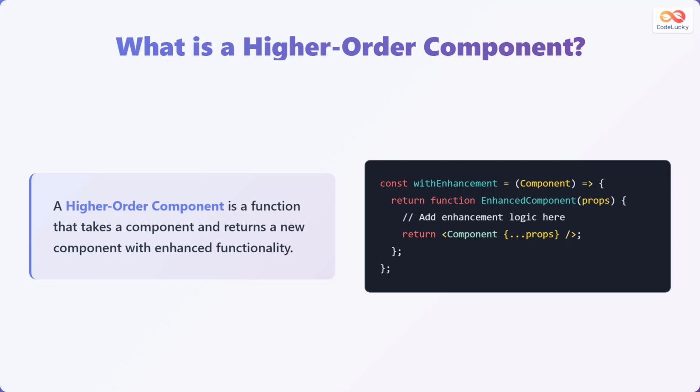We define a function named withEnhancement that accepts a component. Inside withEnhancement, we return another function, EnhancedComponent, which receives props as an argument. Within EnhancedComponent, you can add additional logic to enhance the original component's functionality before rendering it with its props.